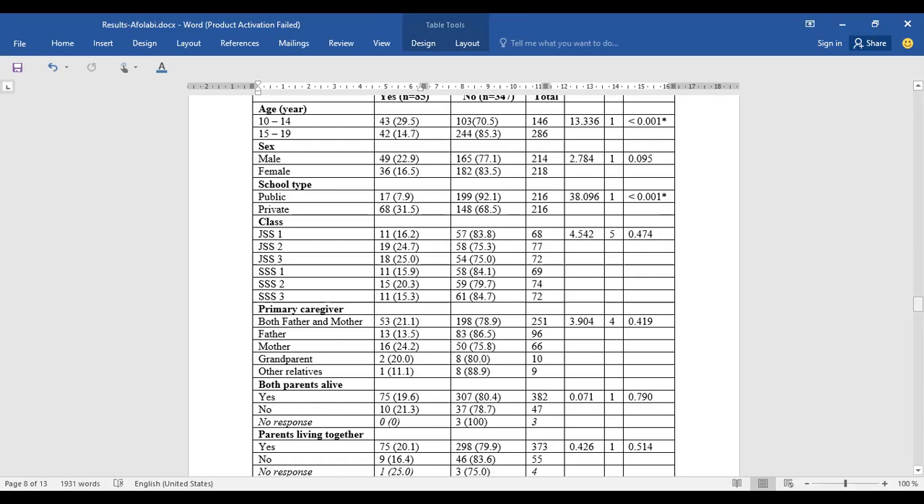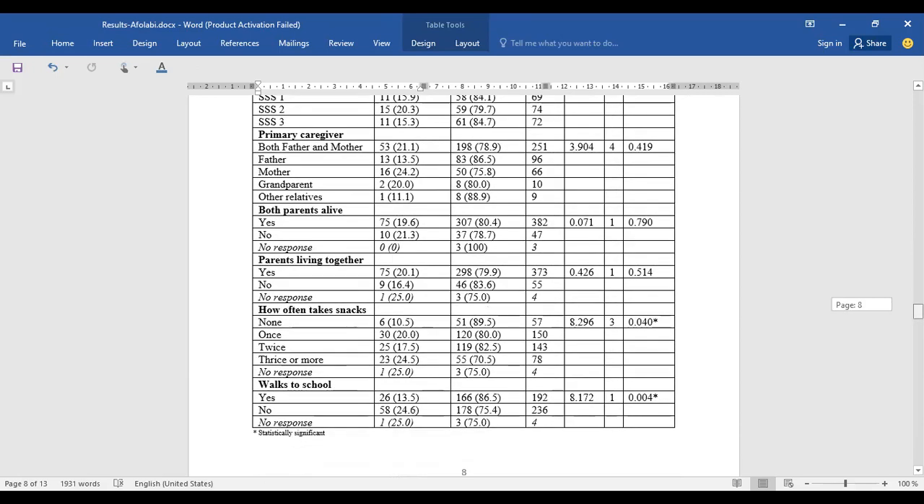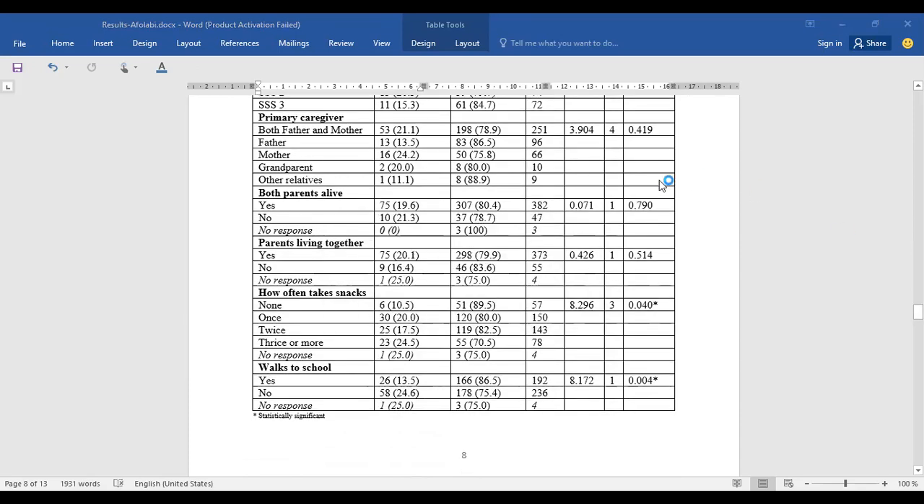Okay, so the two things that are significant on this table now are the age and the type of school. And also walk to school, but those ones are useless. How often they take snacks, if you look at all those ones, they are not true factors. If you look at it, as the number of snacks increases, the intelligence increases. But it's not true. That's why you talk about confounders.